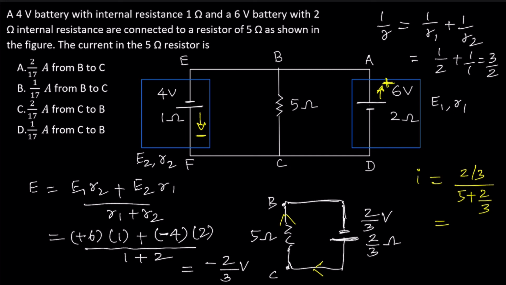So 2, and then 2 by 3, and then you have 5 plus 2 by 3, that's 17 by 3. So you get 2 by 17 amperes. I think this method is faster when you are facing such a problem in the exam, especially when you have a multiple choice paper. Okay, all right then.